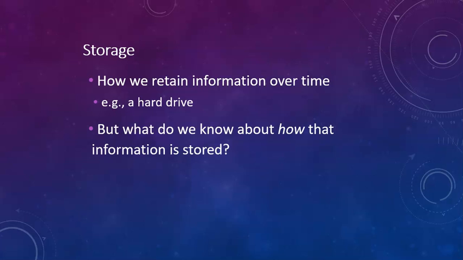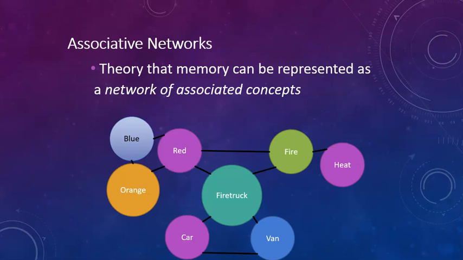That's a big question. Well, we know that memory is enhanced by elaborative rehearsal, which involves forming associations between new information and other items in memory. So we know that storage has to happen. So there's a few different ideas of how that works. So first we're going to talk about associative networks. And so this is a theory that says that memory can be represented as a network of associated concepts.